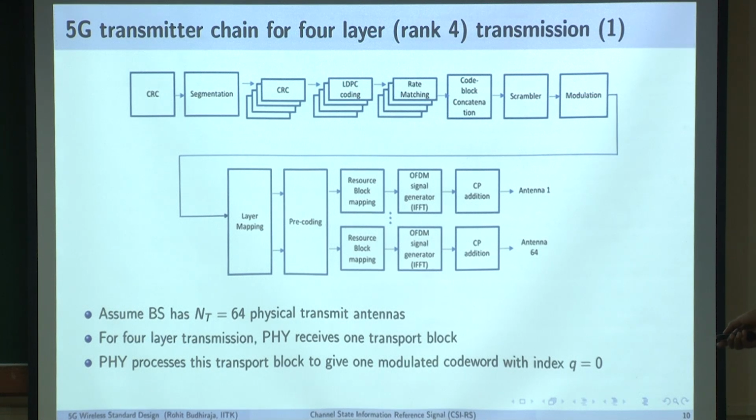So let us look at this, this is one transport block. This transport block undergoes the processing, we understand this processing and I have taught you up to here. At the end of this you have one modulated code word, complete: segmented, concatenated, scrambled, modulated. At the end of it you have a single concatenated code word. Now the number of layers is 4.